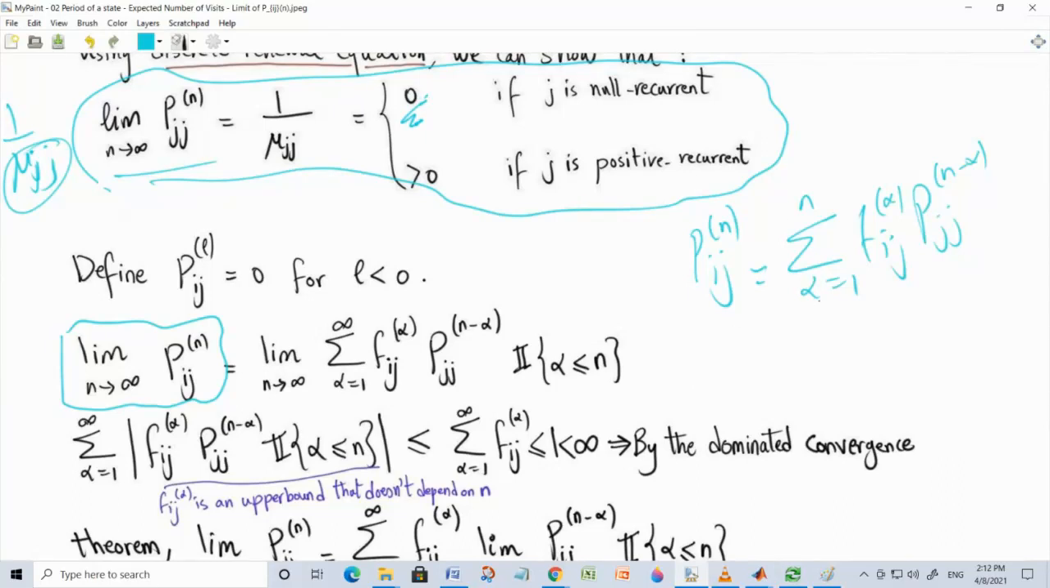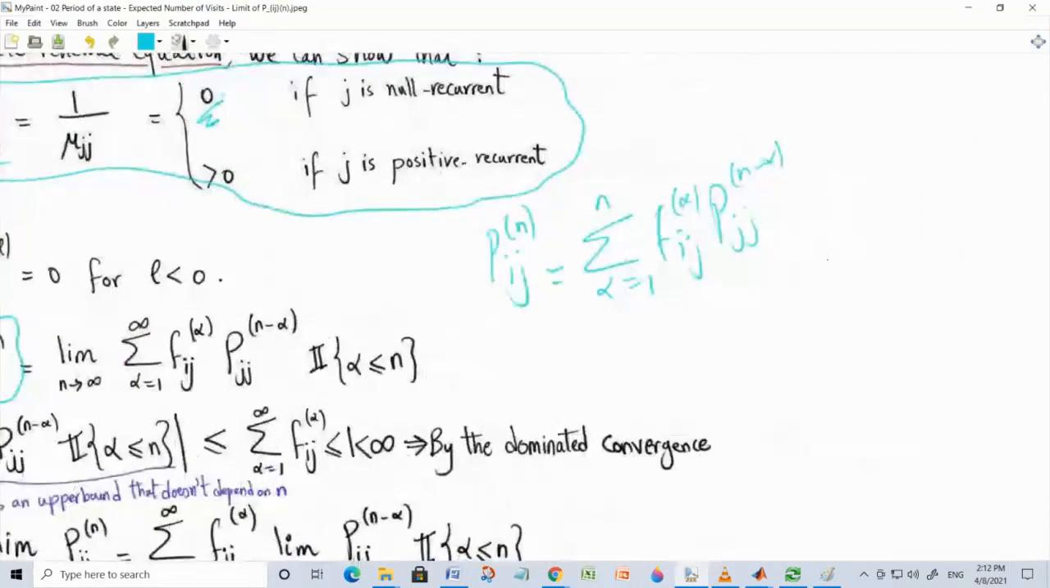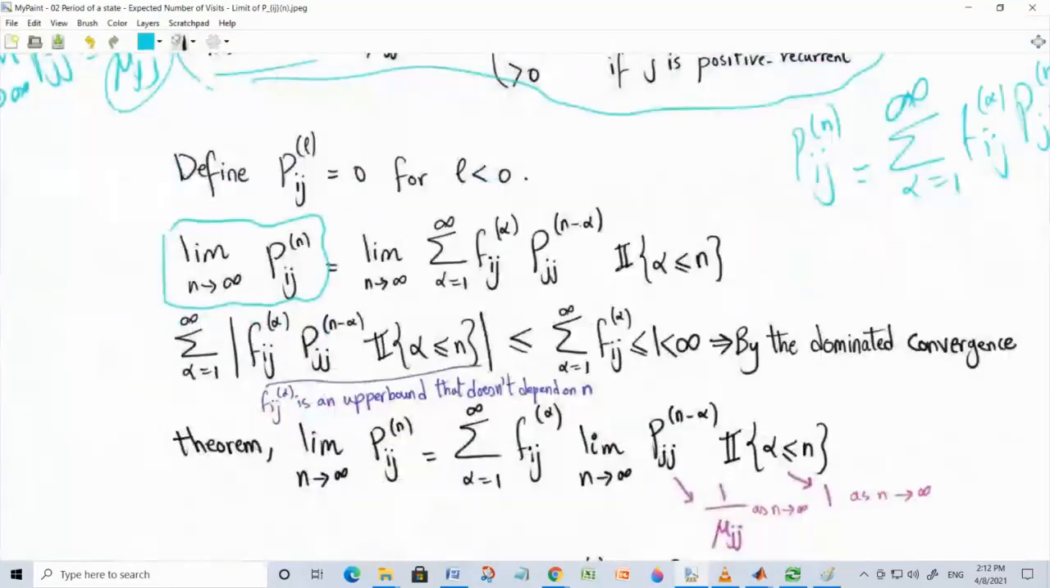Okay, so this is again the fundamental relation between the f and p probabilities, and then you can rewrite this summation here. You can have an indicator with alpha less than or equal to n, and then you can extend this summation to infinity. And now we are interested in the limit of this summation. Now you have an infinite summation, so it is not always valid to interchange the order of limit and infinite sum. But let's investigate the summation of this quantity here.